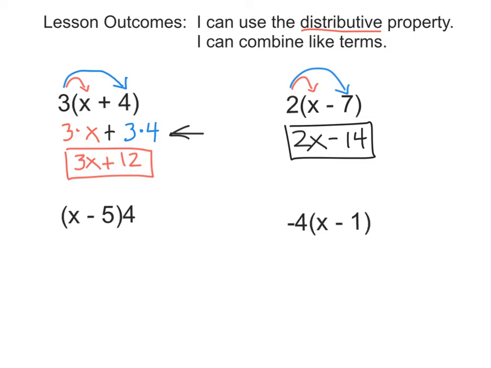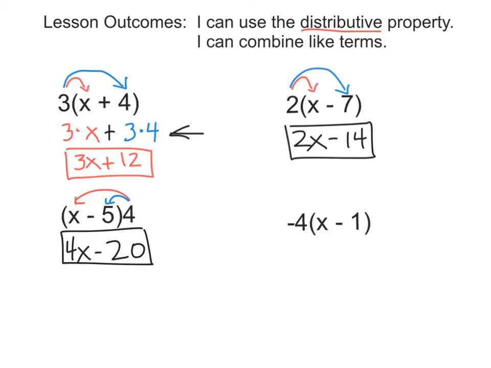Now the next one looks a little different, but it is actually very much the same. We're going to still distribute the 4 to everything in the parentheses. We'll just do that in a backwards looking kind of way. So the 4 needs to be multiplied by the x, and the 4 needs to be multiplied by that 5. So 4 times x is 4x. Bring that minus sign down right here, and then 4 times 5 is 20.